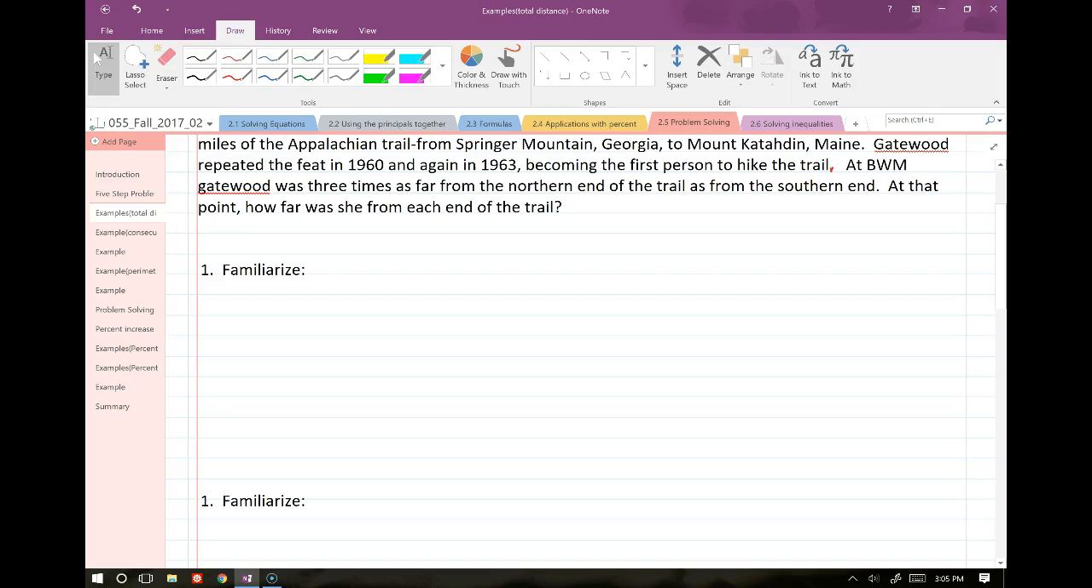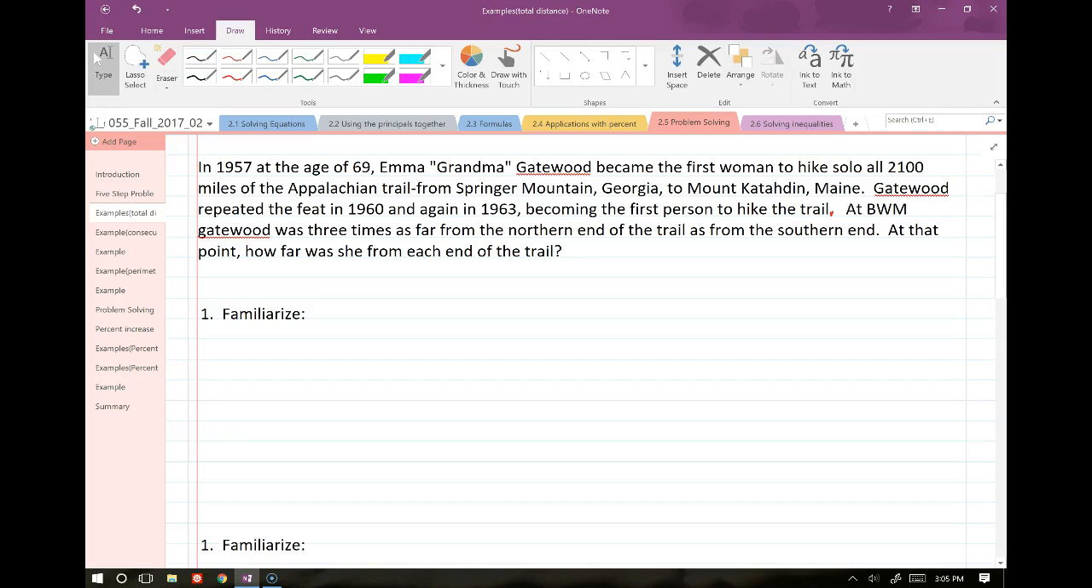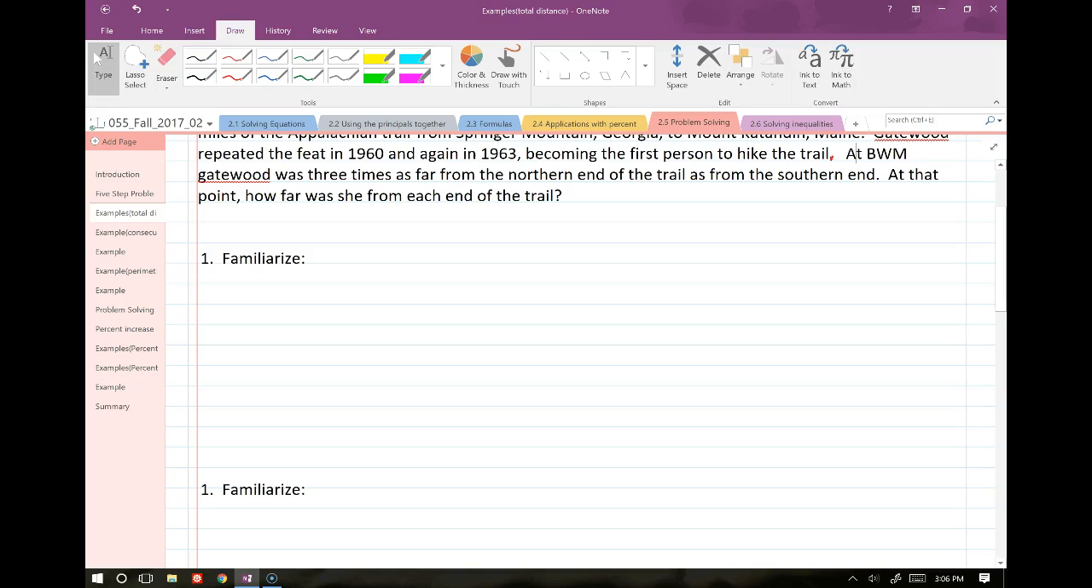So basically, this gives us a ton of information we don't need. And right at the end, it says, okay, so this lady walks a trail. At a certain point, she was three times as far from the northern end of the trail as she was from the southern end. At that point, how far was she from each end of the trail? All right. So let's familiarize ourselves with this. First of all, especially for distance problems involving segments, I like to draw a little diagram. So we'll consider this the north end. Consider this down here the south end of the trail. And we'll say this point right in the middle is where she's at.